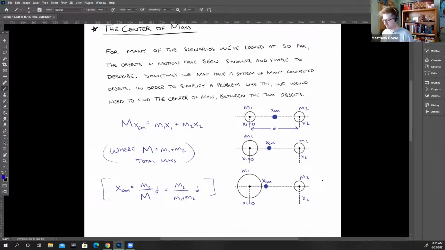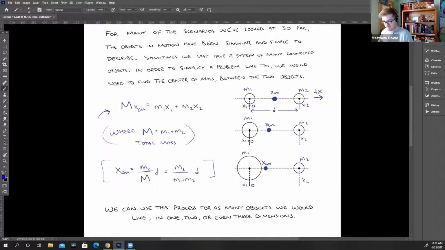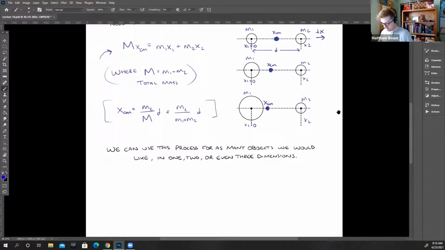Let's take this theme right here. This was for the center of mass in one dimension, just horizontally. I forgot to say that moving to the right is positive x, something that's kind of given already. So we have this method. Let's just take this and run with it in 2 and 3 dimensions.